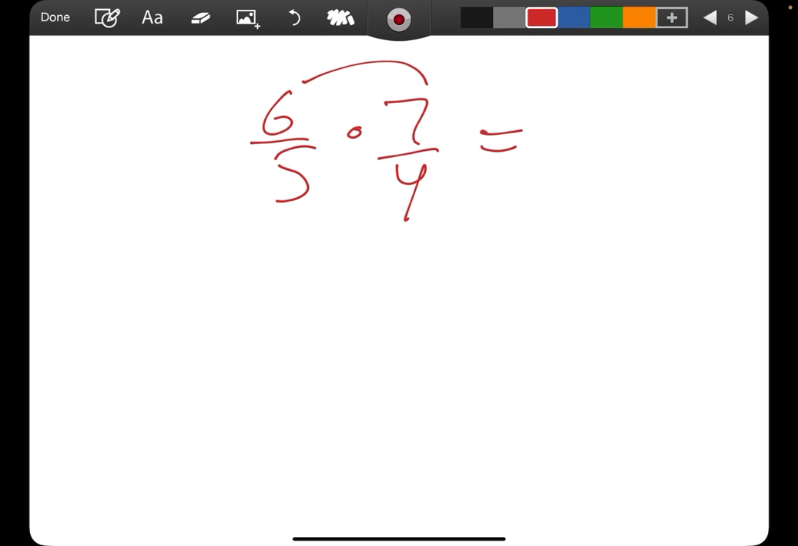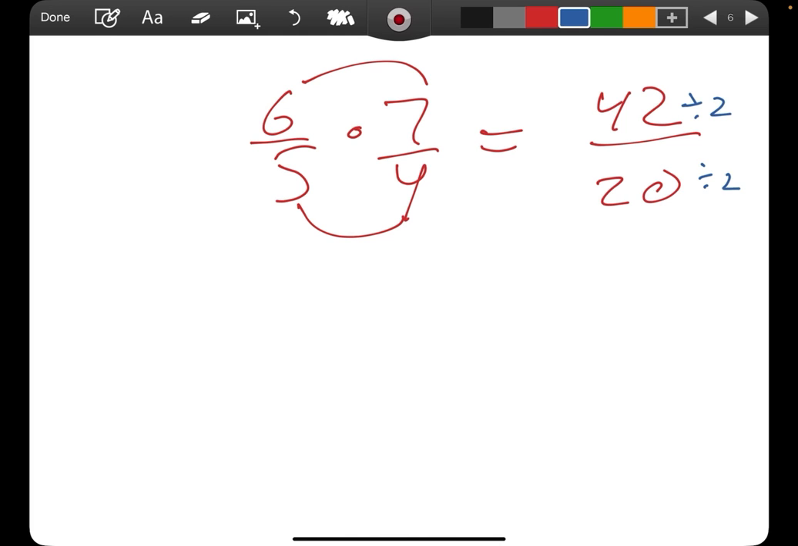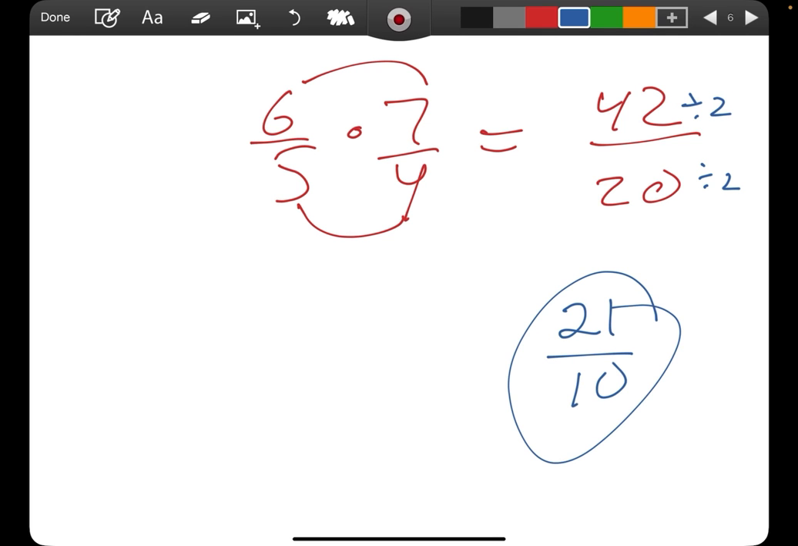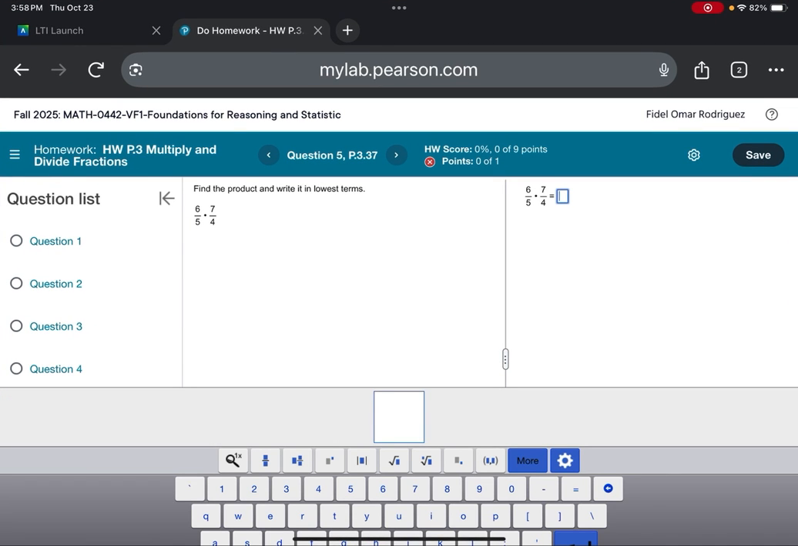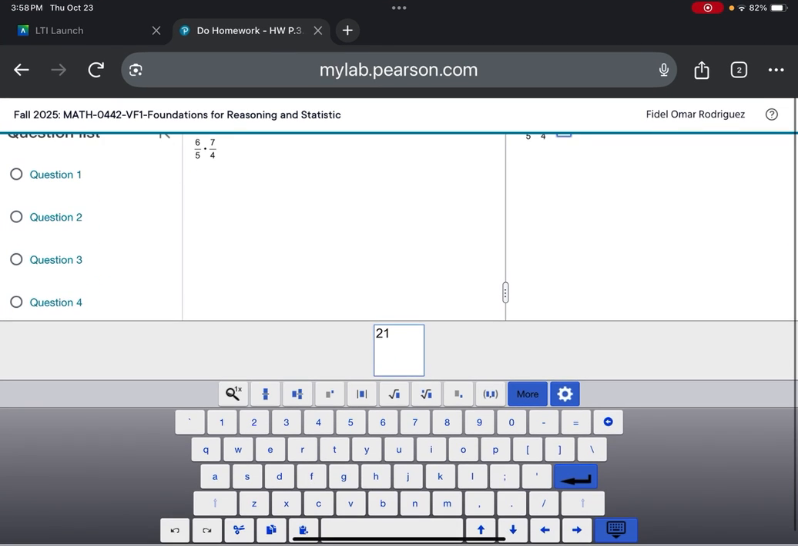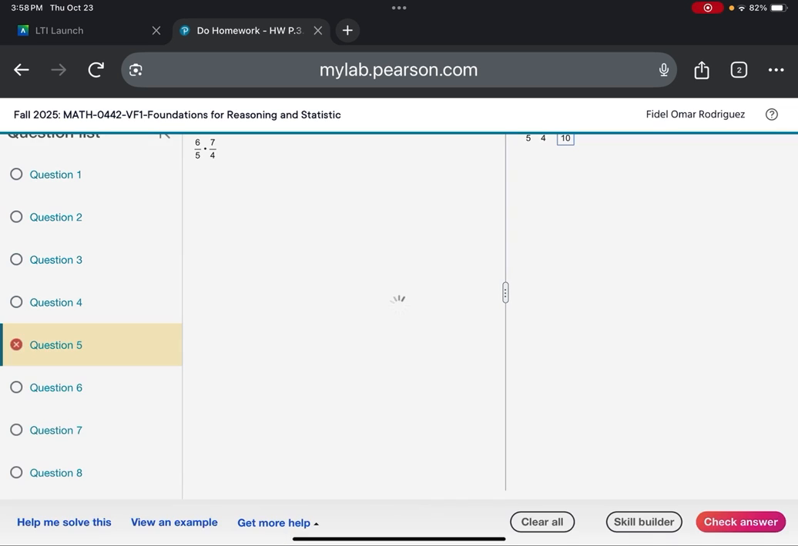So now we've got 6 over 5 times 7 over 4. I'm going to go straight across. That's 42, and that's 20, and I'm going to remember it told me to reduce this. Let's divide them both by 2. That's 21, and that's 10. So now, y'all, I'm going to come back over here, enter 21 over 10, and submit that.